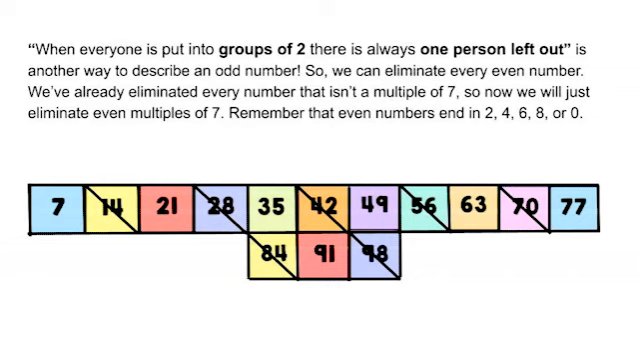Next, let's look at the first rule. When everyone is put into groups of 2, there is always one person left out. This is just another way of describing an odd number. So we can eliminate every even number. I've already gotten rid of all the numbers that we eliminated in the last step. So here we can just go through and cross out all of the even ones. Remember that even numbers end in 2, 4, 6, 8, or 0.